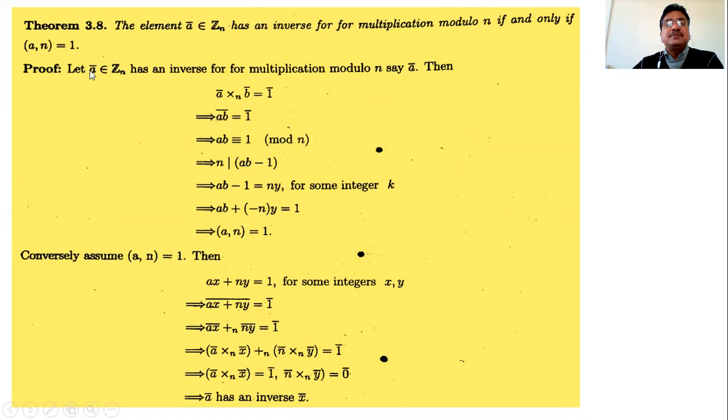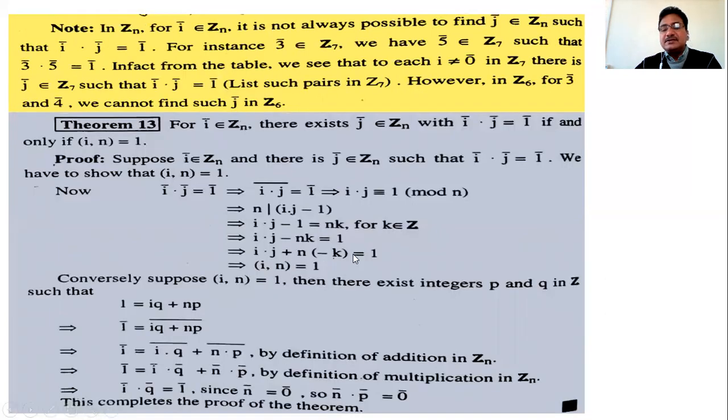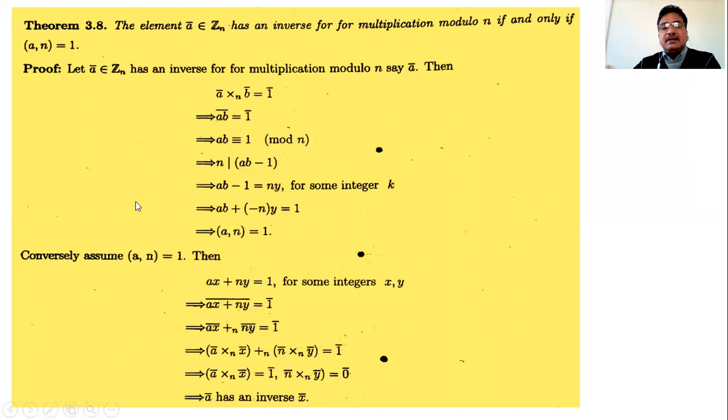In the first part, we assume that a bar inverse exists, and suppose b bar is its inverse, then a bar into b bar is 1 bar, and then ab bar is equal to 1 bar. Then these residue classes are the same, means these two elements are related. Then n divides ab minus 1, and ab minus 1 is expressed in the form n into some integer, for some integer y. And then we have ab minus ny is equal to 1, and therefore the greatest common divisor of a and n is 1.